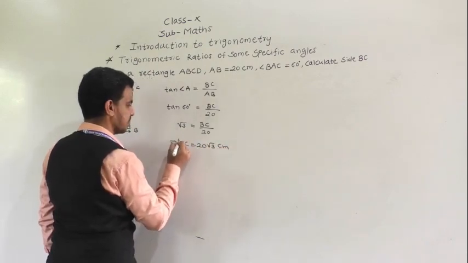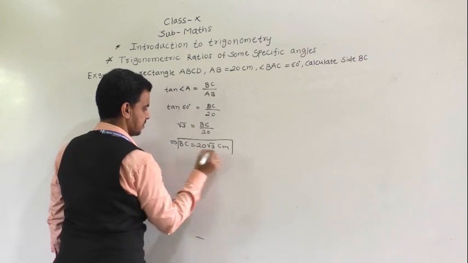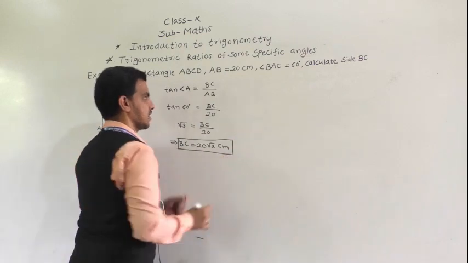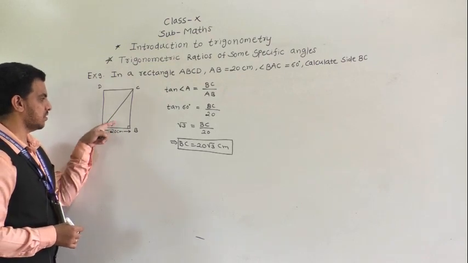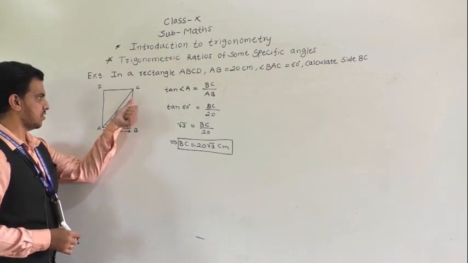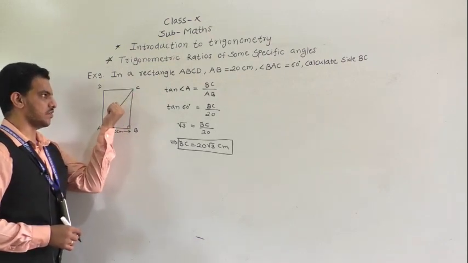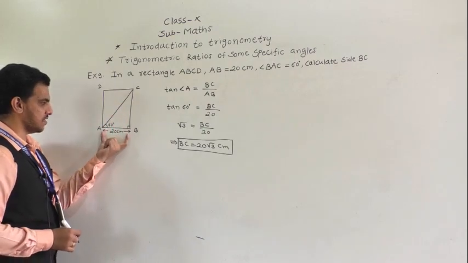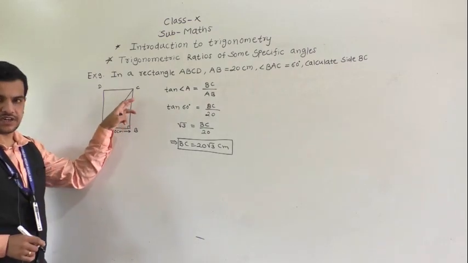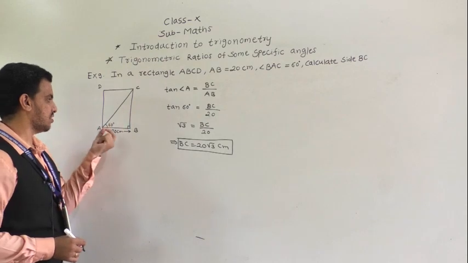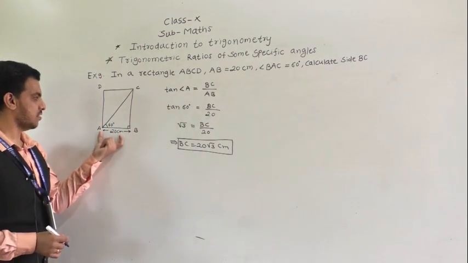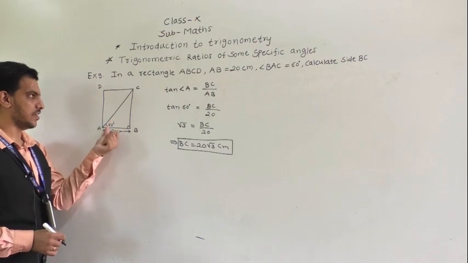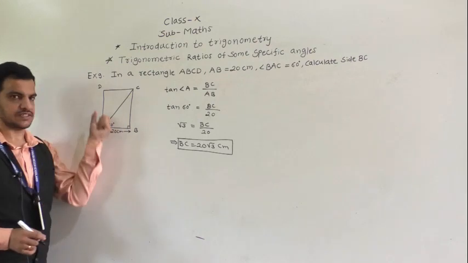Here the unit is given in centimeters, so BC is equal to 20 root 3 centimeters. Here we are using the tan ratio, because the hypotenuse is not given, only the adjacent side is given. So if we have to find the opposite side, use tan, or you can use the cot ratio also. Here I am using tan of angle A. Okay, now we will take the next example.